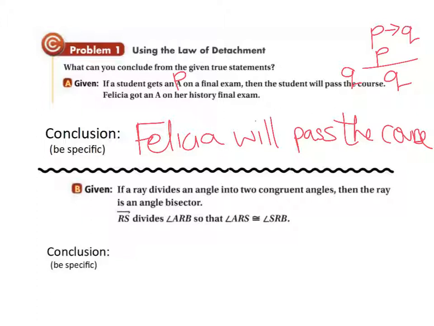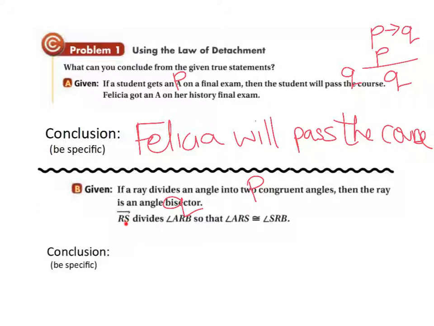If a ray divides an angle into two congruent angles, then the ray is an angle bisector. That sounds similar to one we did earlier. Ray divides an angle into two congruent angles. Okay, so you've got this ray dividing into angles. Then we're going to say that's an angle bisector. That's the Q. That's the if P then Q. They've got to come back and follow up with P. P is a ray divides an angle into two congruent angles.